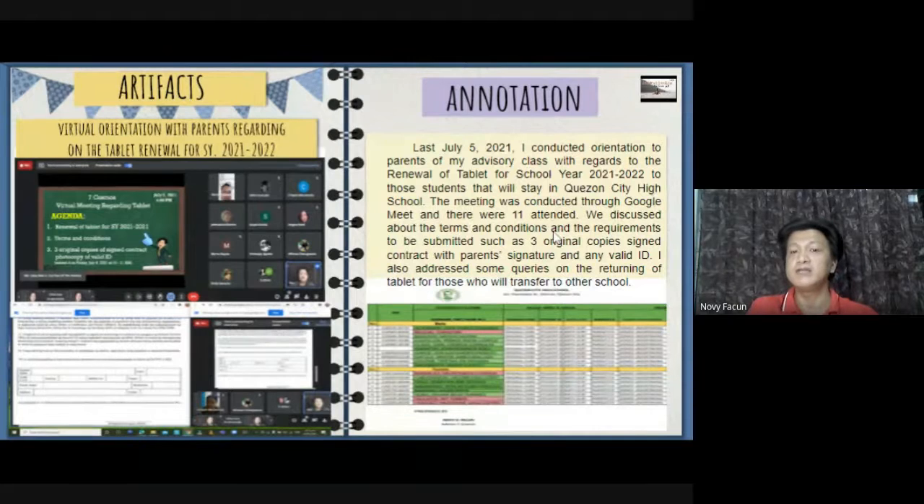Okay, I also conduct virtual orientation with parents regarding the tablet renewal, no? So, kasi patapos na yung taon, kailangan natin i-monitor pa rin kung sino yung magre-renew or hindi na magre-renew. Yun yung mga aalis na school or magta-transfer sa ibang school. So, yan yung agenda namin or the meeting. Tapos may attendance din, in-attach ko.